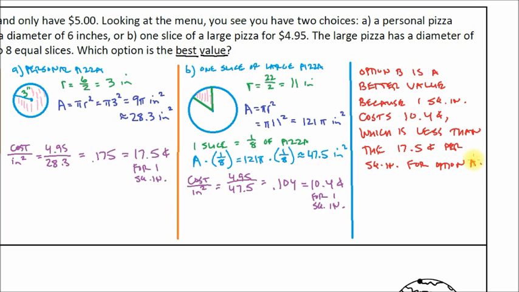So here's a way to describe it. You're finding value. The way to find value is to compare two exact same sizes. And so we did that, and we figured out that the cost per square inch for the slice of large pizza was quite a bit less than the cost per square inch for the personal pizza. So there is a pizza value problem. You will see more of these.